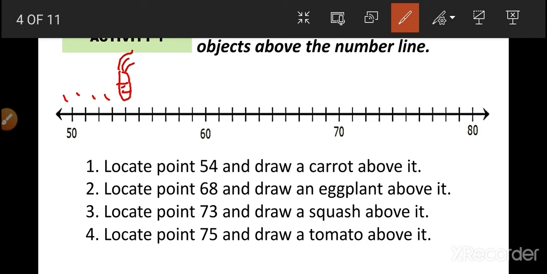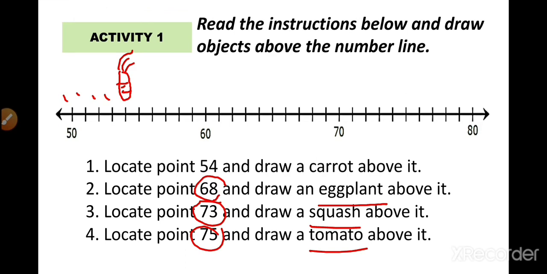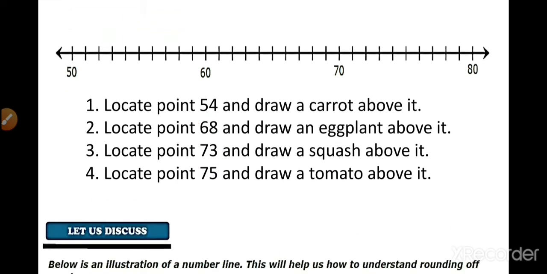Okay, so I want you to locate point 68 and draw an eggplant above it. Locate point 73 and draw a squash above it. And locate point 75 and draw a tomato above it. So pause this video so you can draw inside your module. Alright, if you are done with this, then we proceed with the next slide.